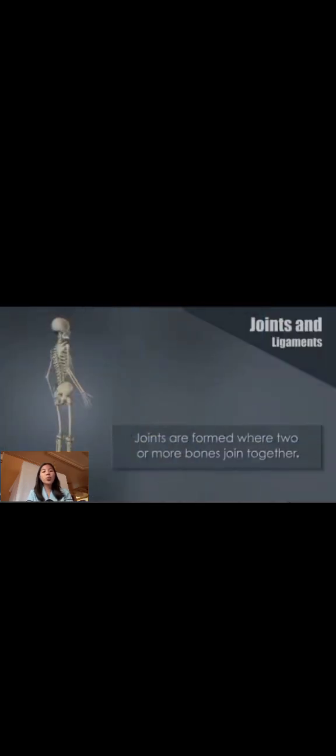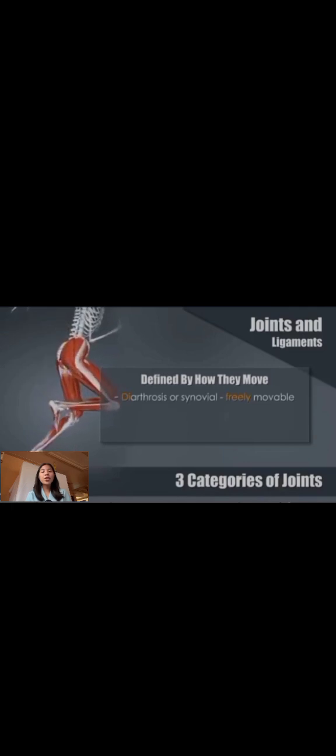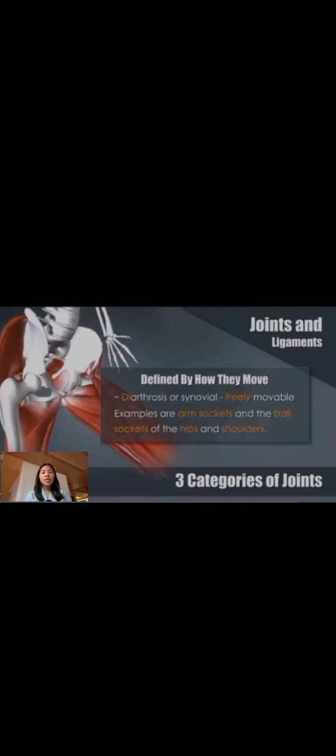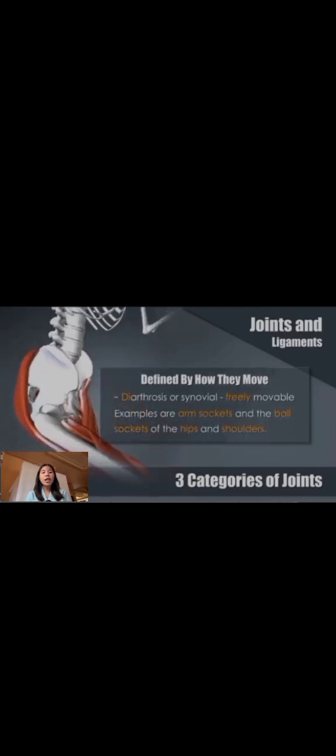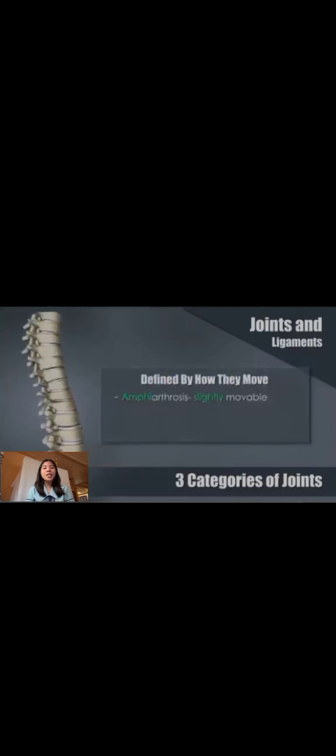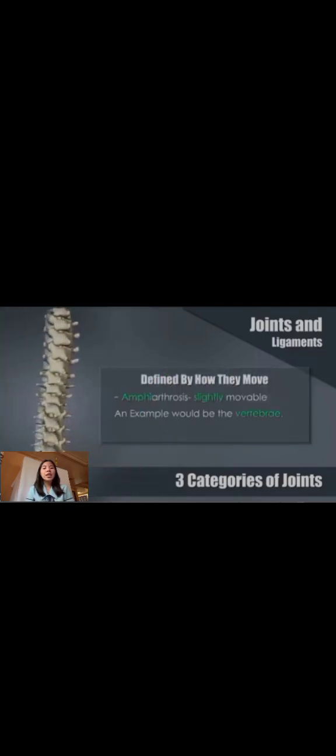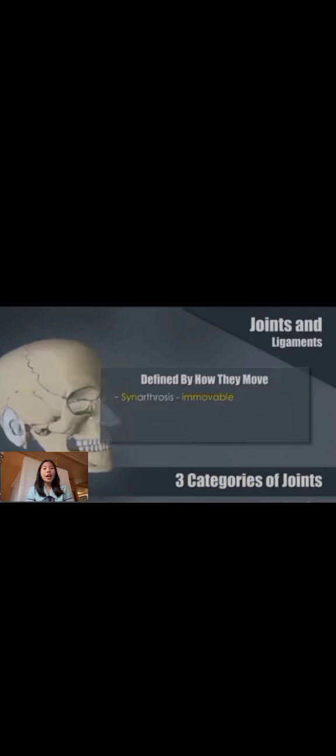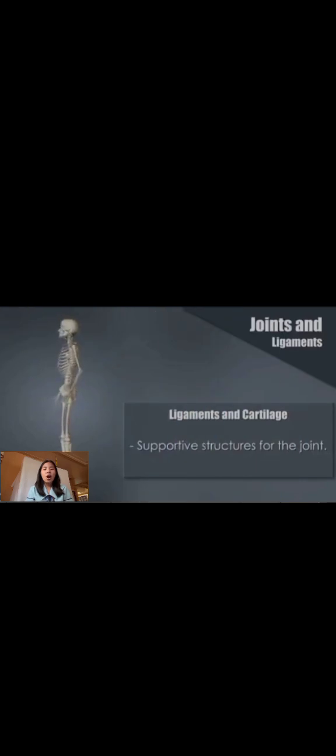Joints are where 2 or more bones join together. The joints are divided into three categories, divided by how they move. Diarthrosis, or synovial joints, move freely. Examples are the ball-and-socket joints of the hips and shoulders. Amphiarthroses are slightly movable. An example would be the vertebrae. Synarthroses are immovable. Examples are the sutures or joints of the cranium. Ligaments and cartilage are important supportive structures for the joints.